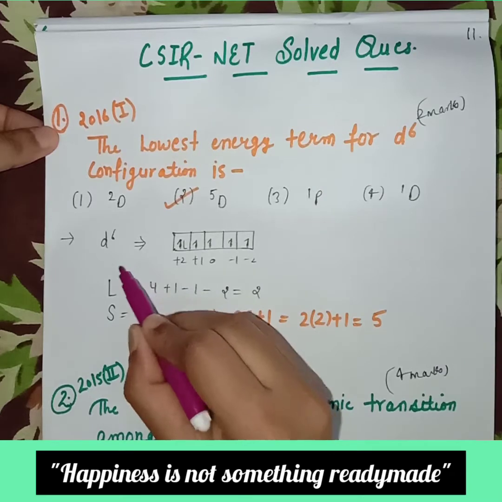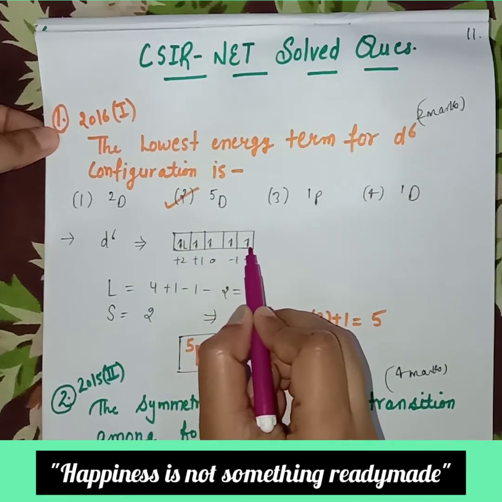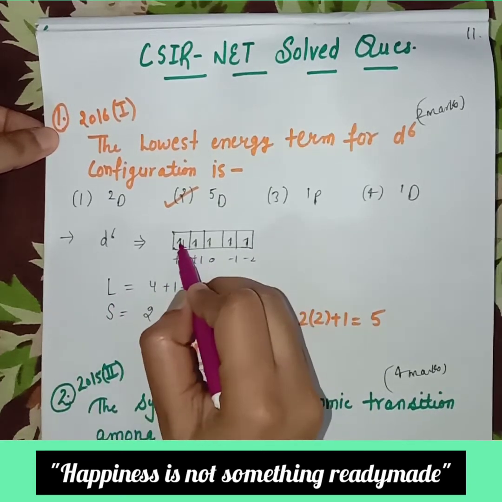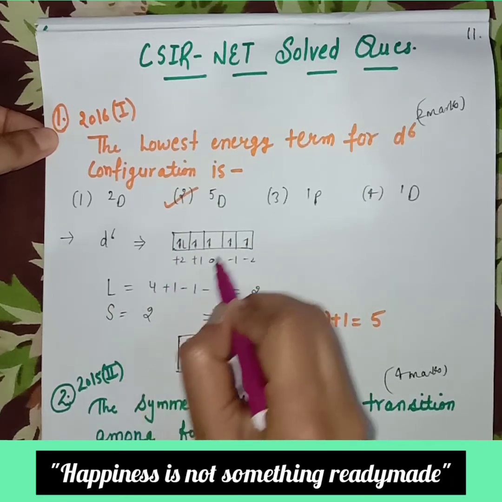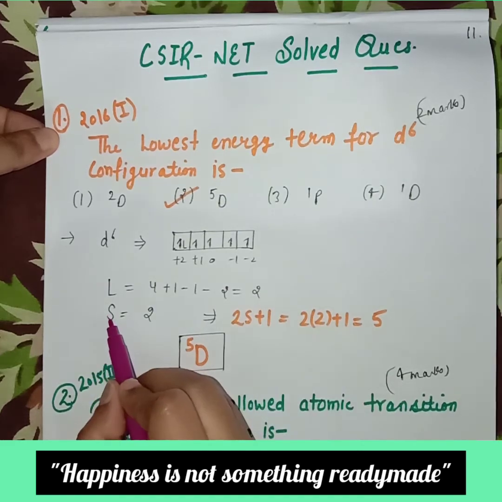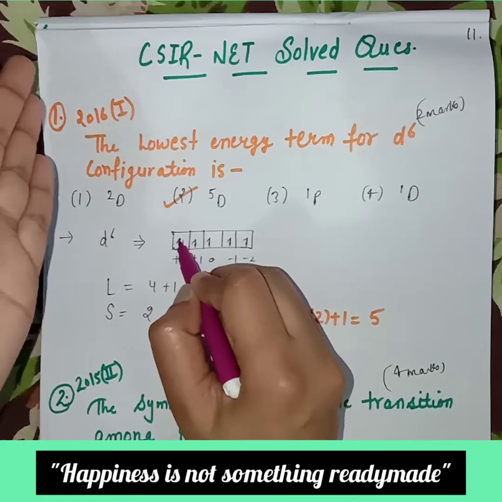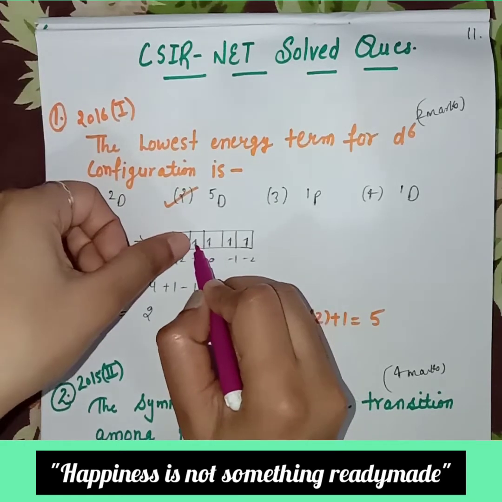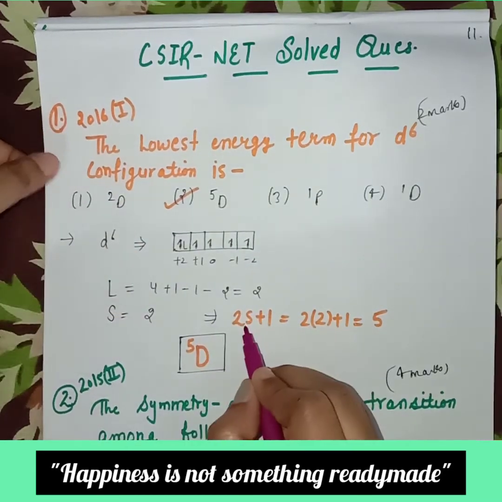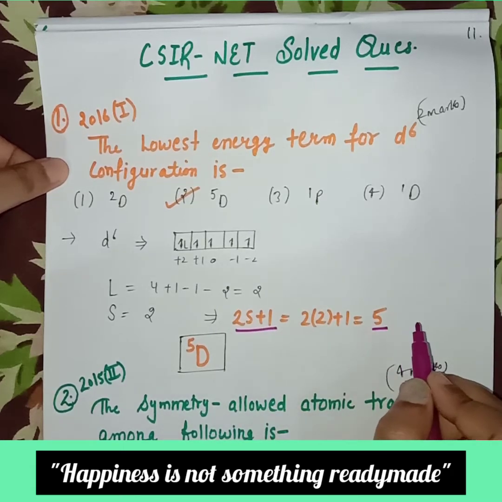So take d6 here. After filling 6 electrons in 5 orbitals of d, to find the value of L, 2 plus 2 plus 1 minus 2 minus... after calculating we get 2. For spin here, this is half minus half means 0, half plus half plus half plus half is equal to 2. To find spin multiplicity, we use the formula 2S plus 1 and we get 5.